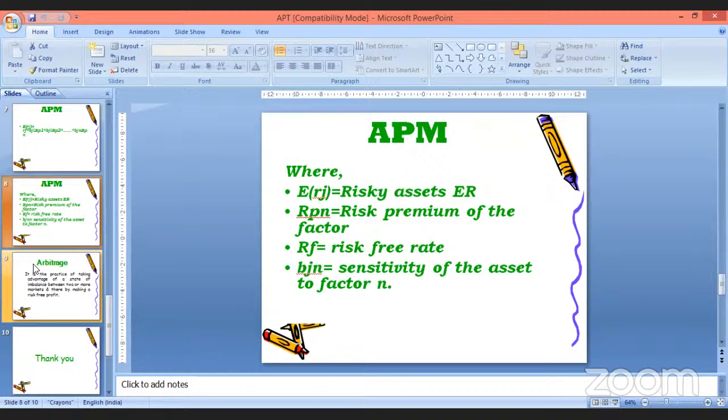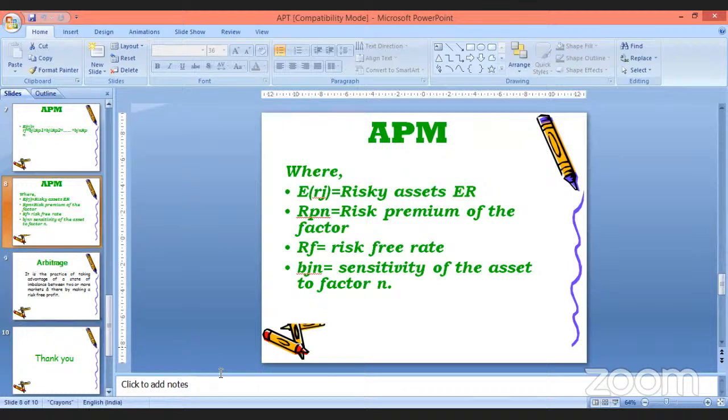When we consider a portfolio or an individual security, we consider two elements. What are those two elements? Risk and return. That is for the expected rate of return. It is standard deviation, no. Standard deviation means what? Risk associated with the portfolio. ER means expected return from the portfolio.